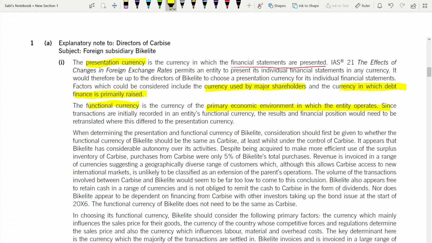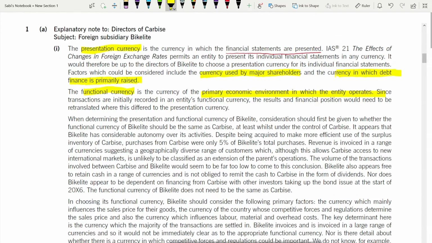Since transactions are initially recorded in an entity's functional currency, the results and the financial position would need to be retranslated where this differed from the presentation currency. So if your functional currency is different from presentation currency, it has to be retranslated. Sometimes they are the same, so then you don't have to retranslate. But in this case, you do have to.